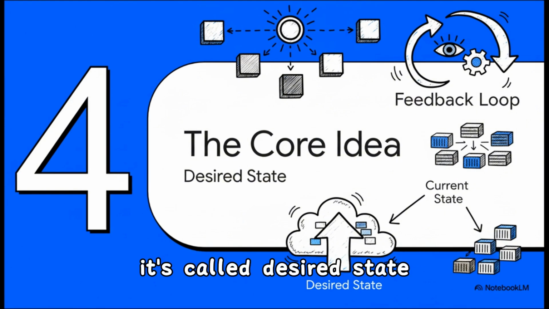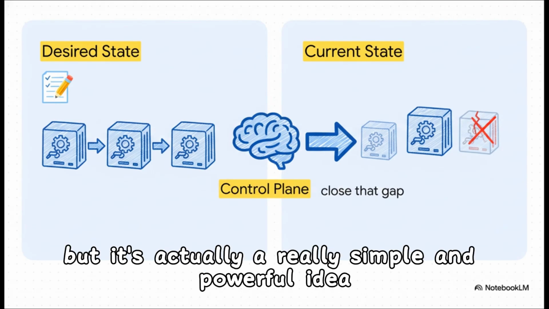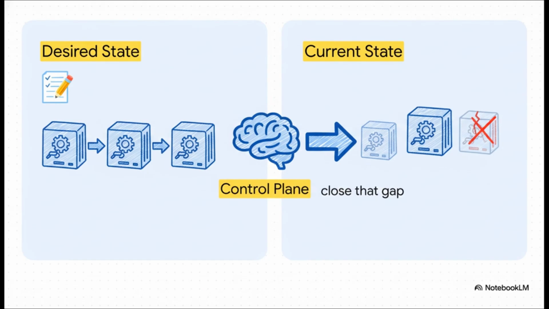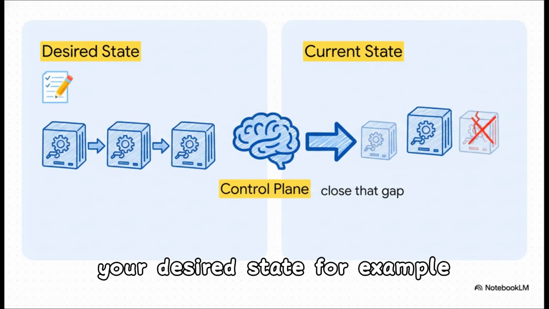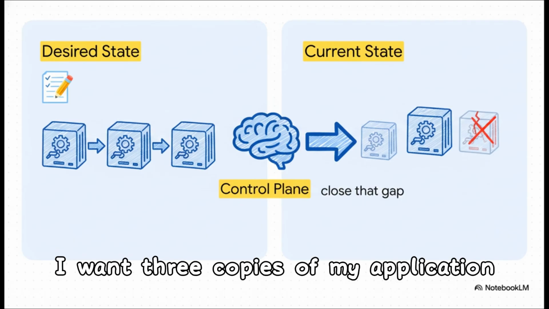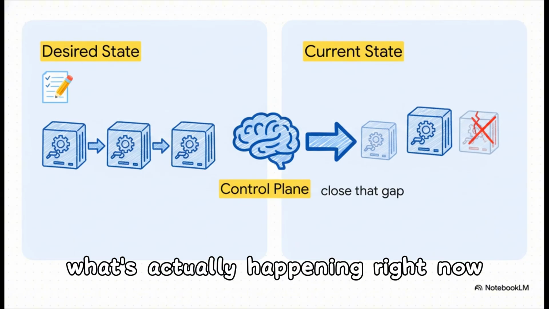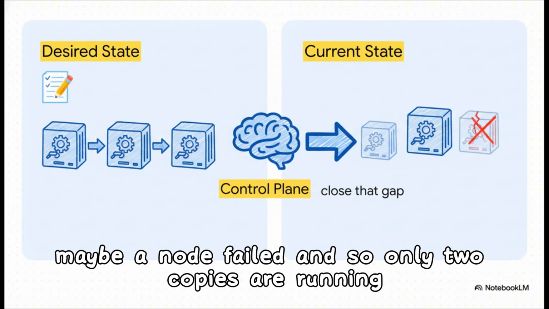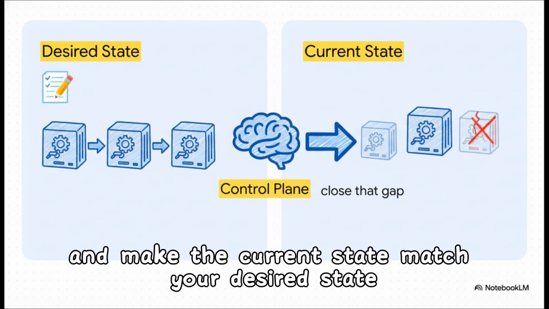It's called desired state. It sounds a little complex, but it's actually a really simple and powerful idea. You tell Kubernetes what you want, your desired state. For example, I want 3 copies of my application running at all times. Kubernetes then looks at the current state, what's actually happening right now. Maybe a node failed, and so only 2 copies are running. Well, Kubernetes' entire job is to close that gap and make the current state match your desired state.